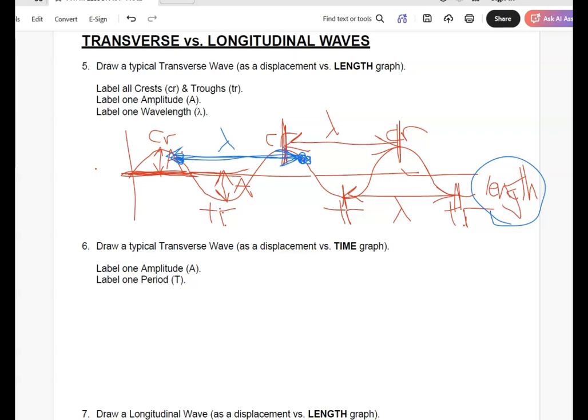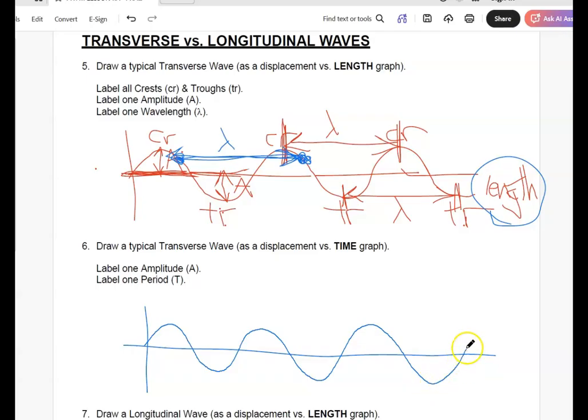The next problem, number 6, says draw a typical transverse wave. Well, that's what we just did, but this time it's as a displacement versus time. So it's going to look exactly the same, and we'll just draw it the same way. I'll do this one in blue. And you have the crests and the troughs alternating. I'll label one crest and one trough. And it says label an amplitude. Well, we know that that's an amplitude. And we know that that's an amplitude. Amplitude doesn't change whether it's a versus length graph or a versus time graph.